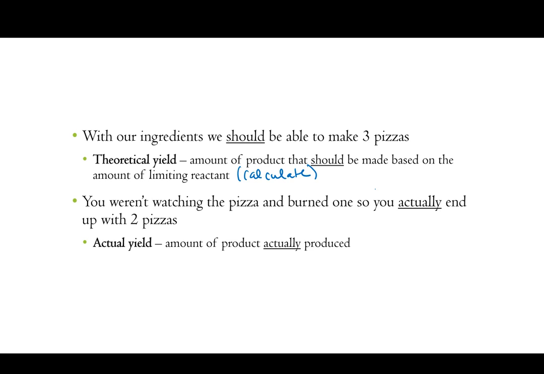But I wasn't watching the pizza and one of the pizzas burned. So I actually only end up with 2 pizzas. I don't end up with as many as I should have if everything went right. And so the amount that I actually end up with is called the actual yield. And in a problem, that would have to be given to you.